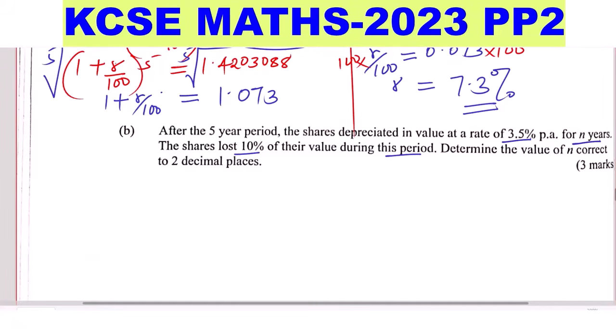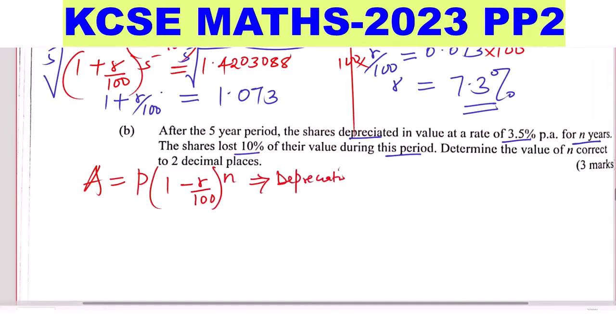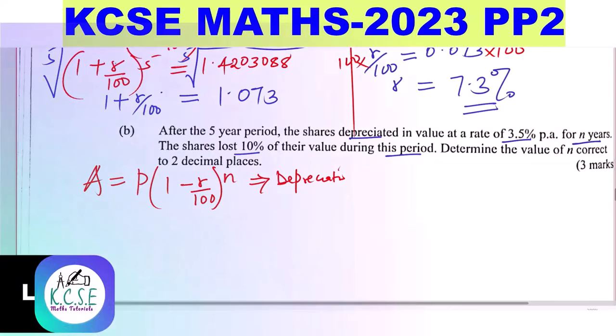So now this one is about depreciation, and for depreciation we use this formula. The amount is given by the principal amount invested, then (1 - r/100) raised to n. That is the formula we're going to use for depreciation. The depreciation rate is given as 3.5%. Then, of course, we know the principal amount.